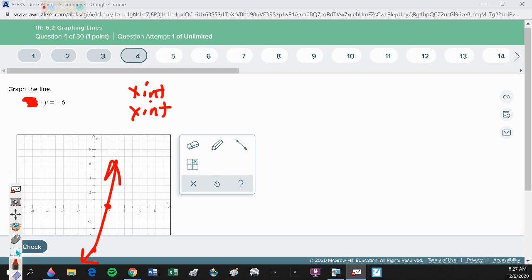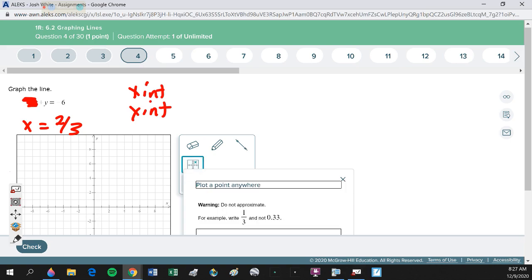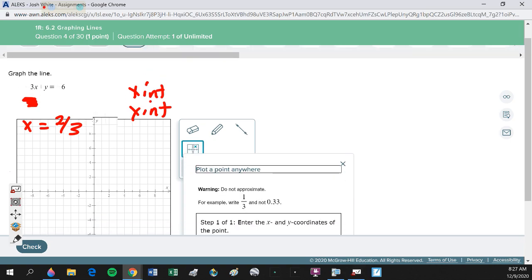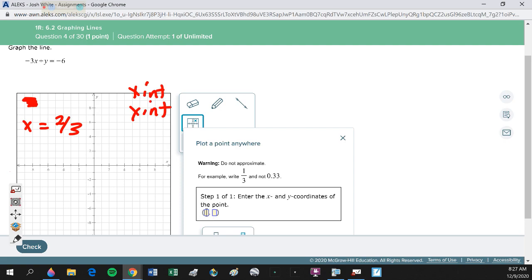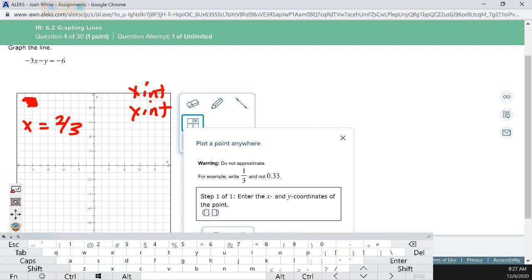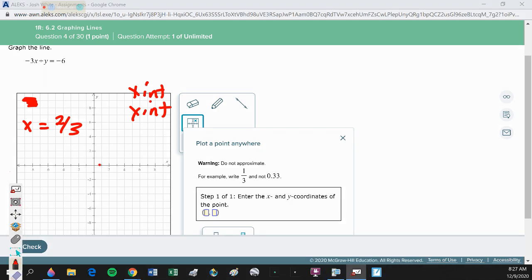And what if we do this, and I get x = 2/3? How do I graph 2/3? If the x-intercept was 2/3, you have to touch this button here, and it says plot a point anywhere, and you could type in 2/3, 0, and it will put a little dot right there for you, and then you can use that dot.